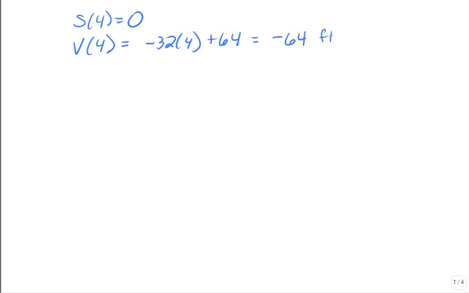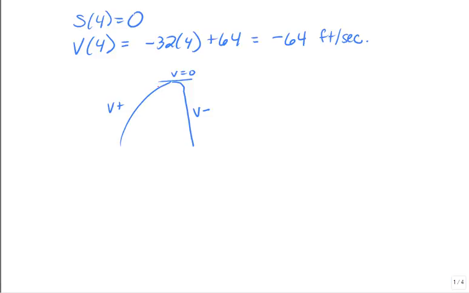So we know s of 4 should be 0, and for the velocity at 4, we're going to plug back into the derivative. And that comes out to be negative 64. Now it's okay that velocity is negative, that means it's coming back down. When velocity is positive, it's going up. Here velocity is 0, it changes direction. When it comes back down, your velocity is negative.